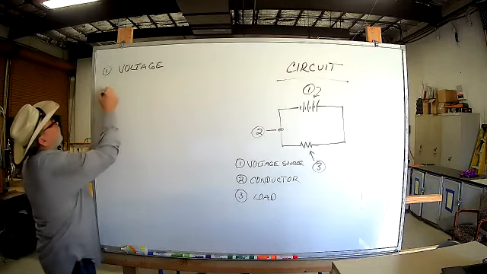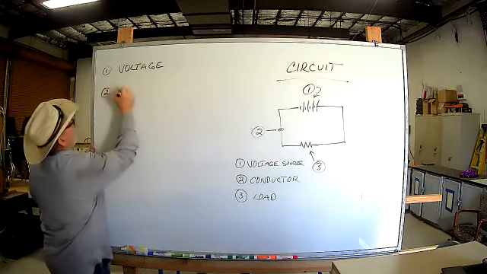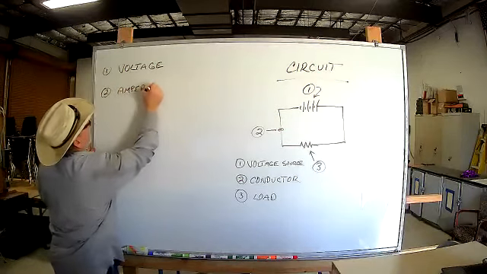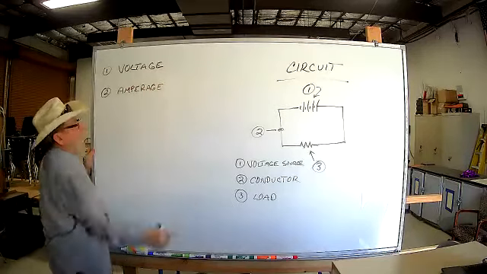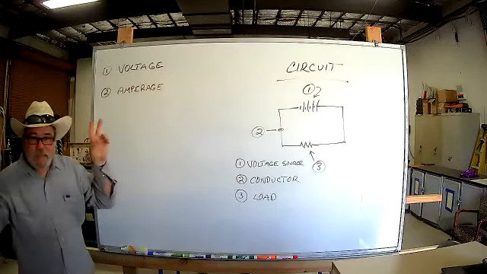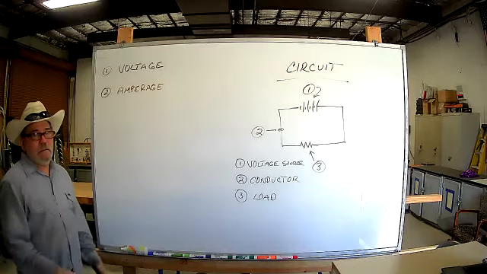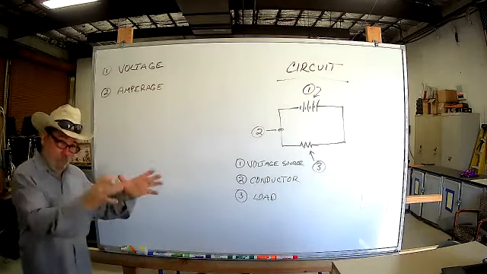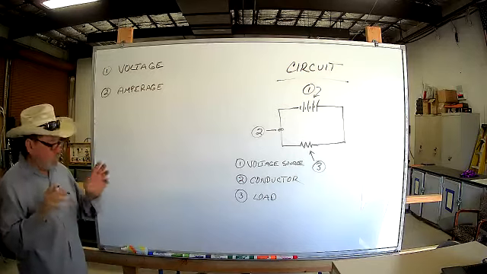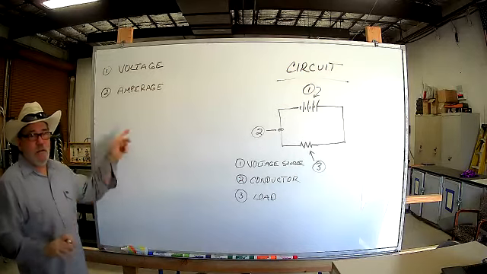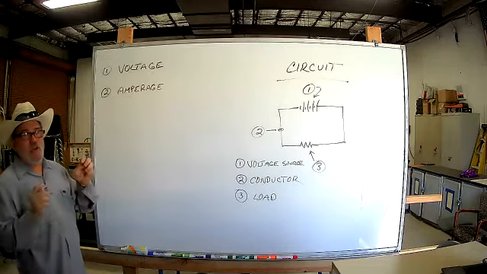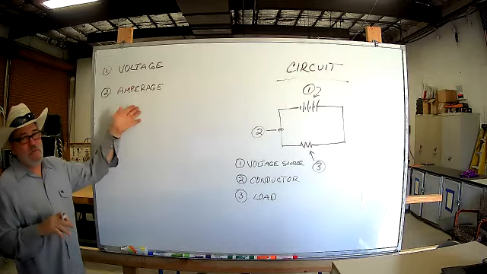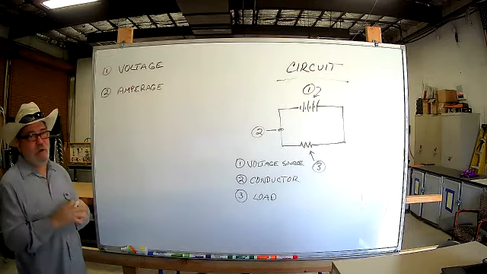Number two is amperage. Now, amperage is a measurement of electrical flow, or electron flow, or current flow. You can have current, but amperage will tell you how much current. You can have electron flow. Amperage will tell you how much electron flow.